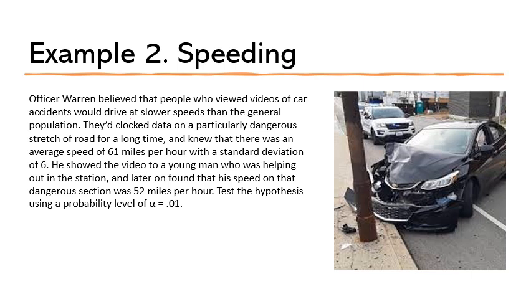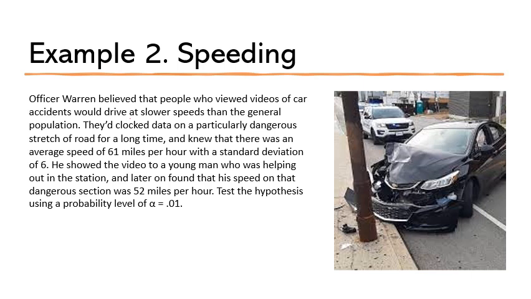A second example. Officer Warren believed that people who viewed videos of car accidents would drive at slower speeds than the general population. They'd clocked data on a particularly dangerous stretch of road for a long time and knew that there was an average speed of 61 miles per hour with a standard deviation of 6. He showed the video, that is, the video of the car accident, to a young man who was helping out in the station, and later found out that his speed on that dangerous section was 52 miles per hour. Test the hypothesis using a probability level of alpha equals 0.01.